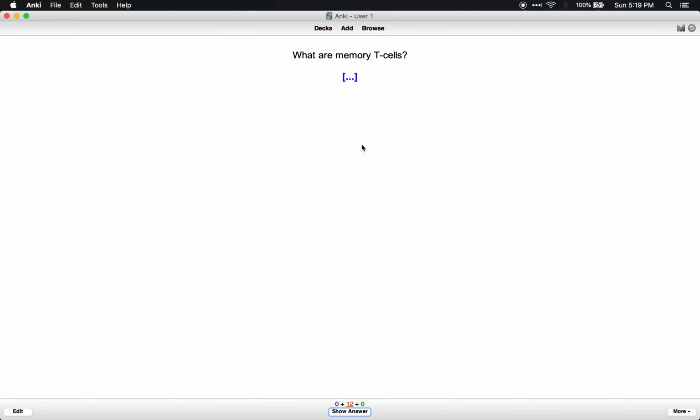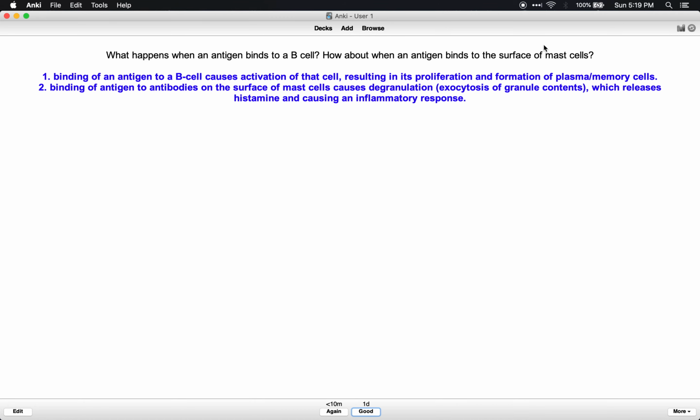Memory T cells are similar to memory B cells, where they can wait for subsequent reactions to launch a faster attack. Antigen binding to B cells causes them to proliferate into plasma cells and memory B cells. When antigen binds to the surface of mast cells, it causes them to degranulate, so release of granule content through exocytosis, and causes a release of histamine, which causes an inflammatory response and vasodilation, leaky blood vessels, etc.